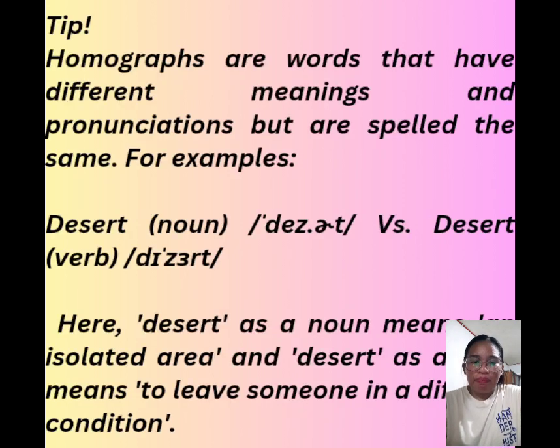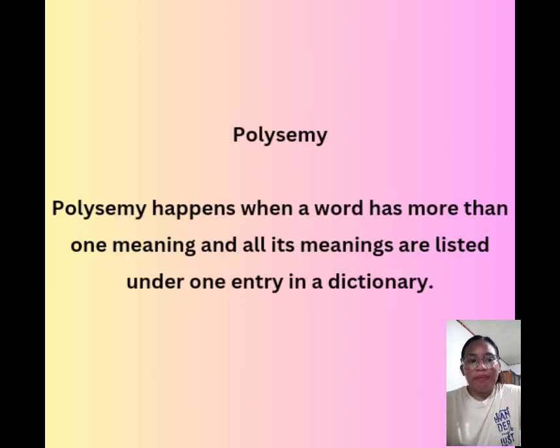Tip: homographs are words that have different meanings and pronunciation but are spelled the same. For example, desert, noun. Desert as a noun means an isolated area, and desert as a verb means to leave someone in a difficult condition.